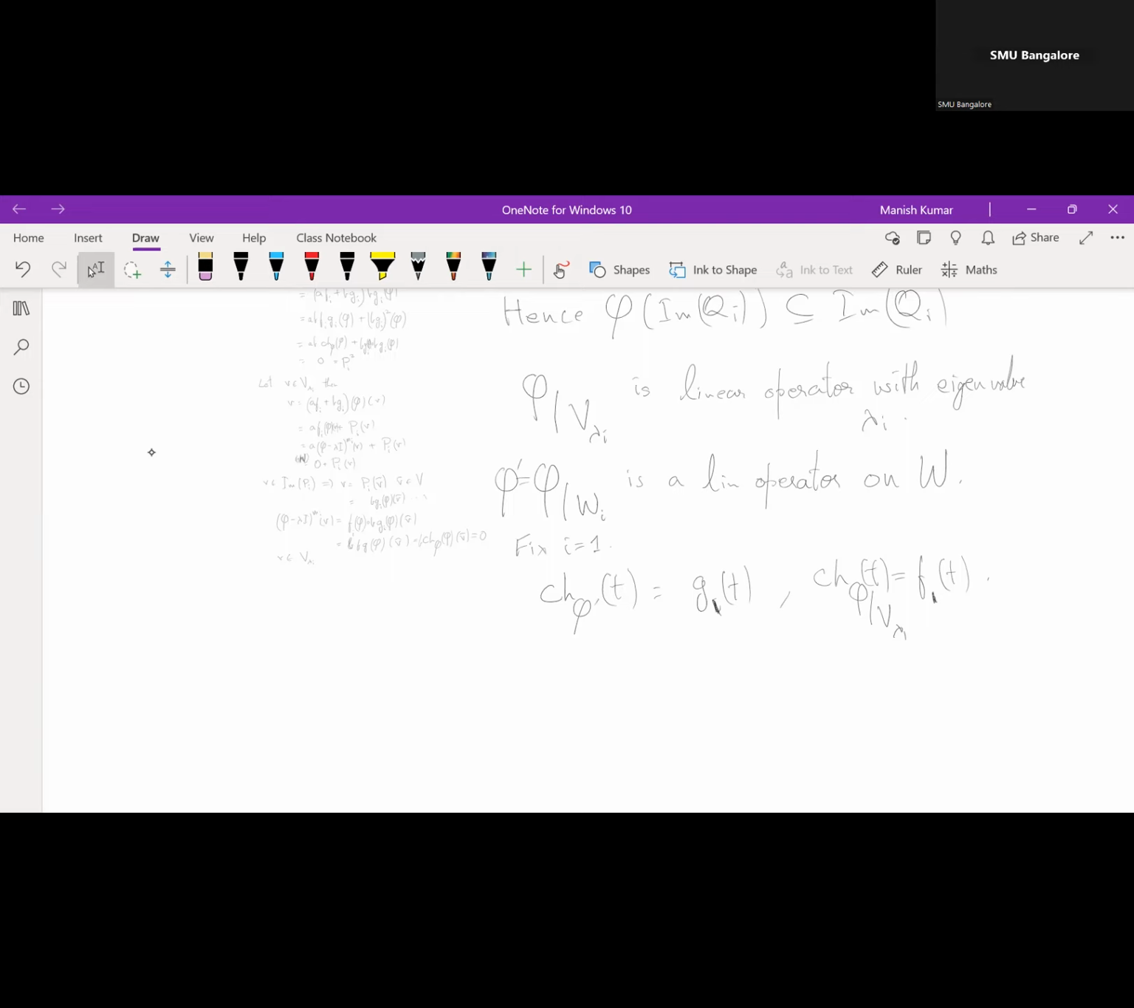Yeah, so let's write down the matrix of phi with respect to some basis of V lambda 1, B1, and some basis of W, B2. Maybe there is a simpler way.